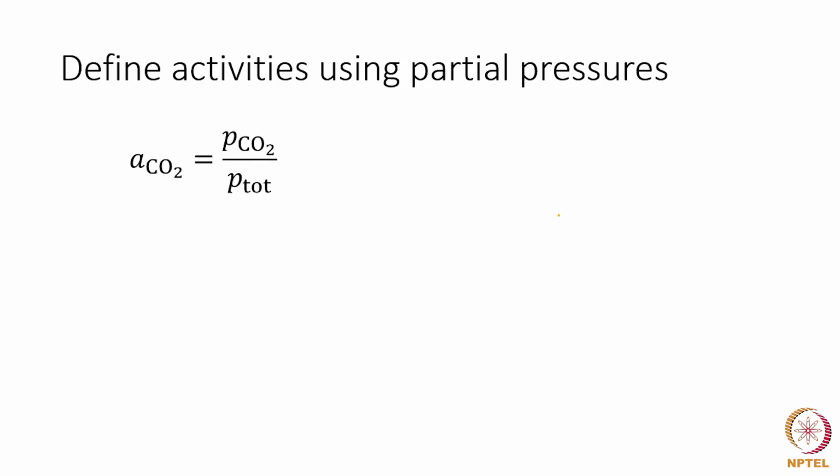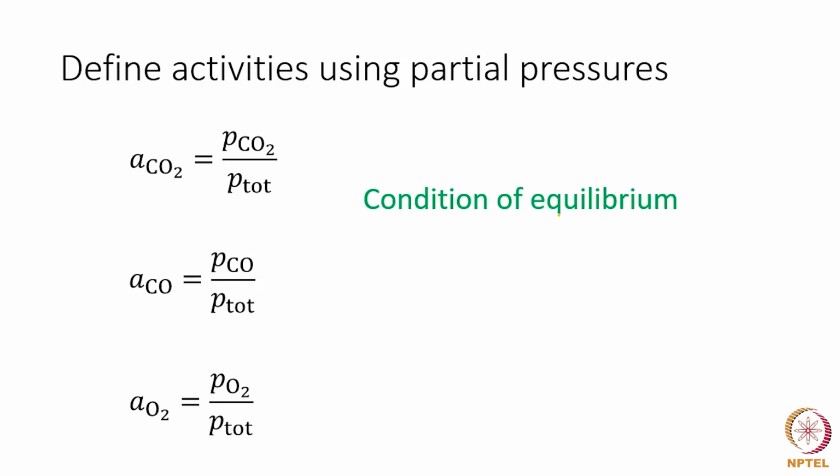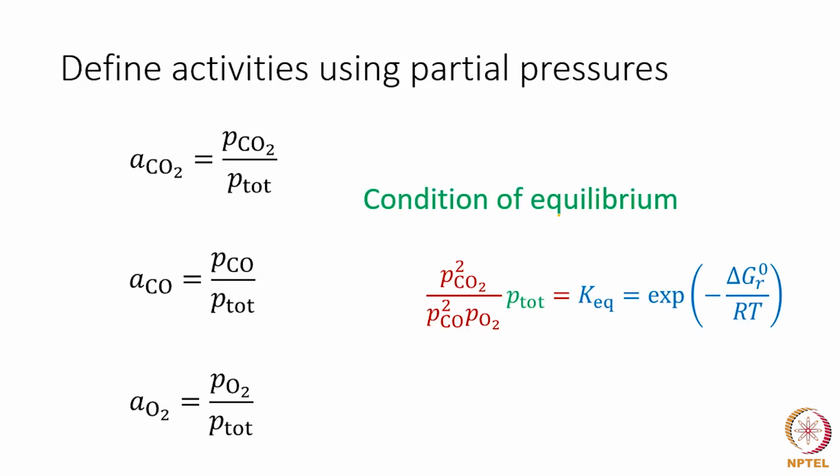So we can write the activity of CO2 as a ratio of PCO2 to P total, activity of CO as PCO by P total, and activity of O2 as PO2 by P total. And using these expressions, when we substitute into the condition of equilibrium, then we see that the condition comes out as P square CO2 by P square CO into PO2 into P total is equal to K equilibrium.